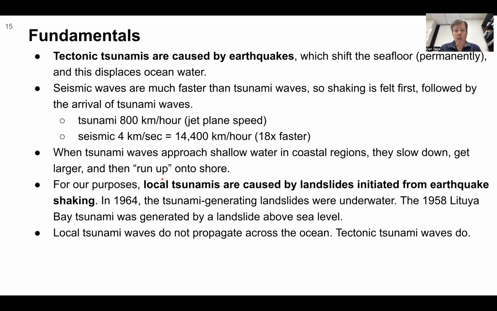For our purposes, local tsunamis are caused by landslides initiated from earthquake shaking. In 1964, the tsunami-generating landslides were underwater in the fjords of Alaska. The 1958 Lituya Bay tsunami was generated by a landslide above sea level. Local tsunami waves do not propagate across the ocean. Tectonic tsunami waves do.